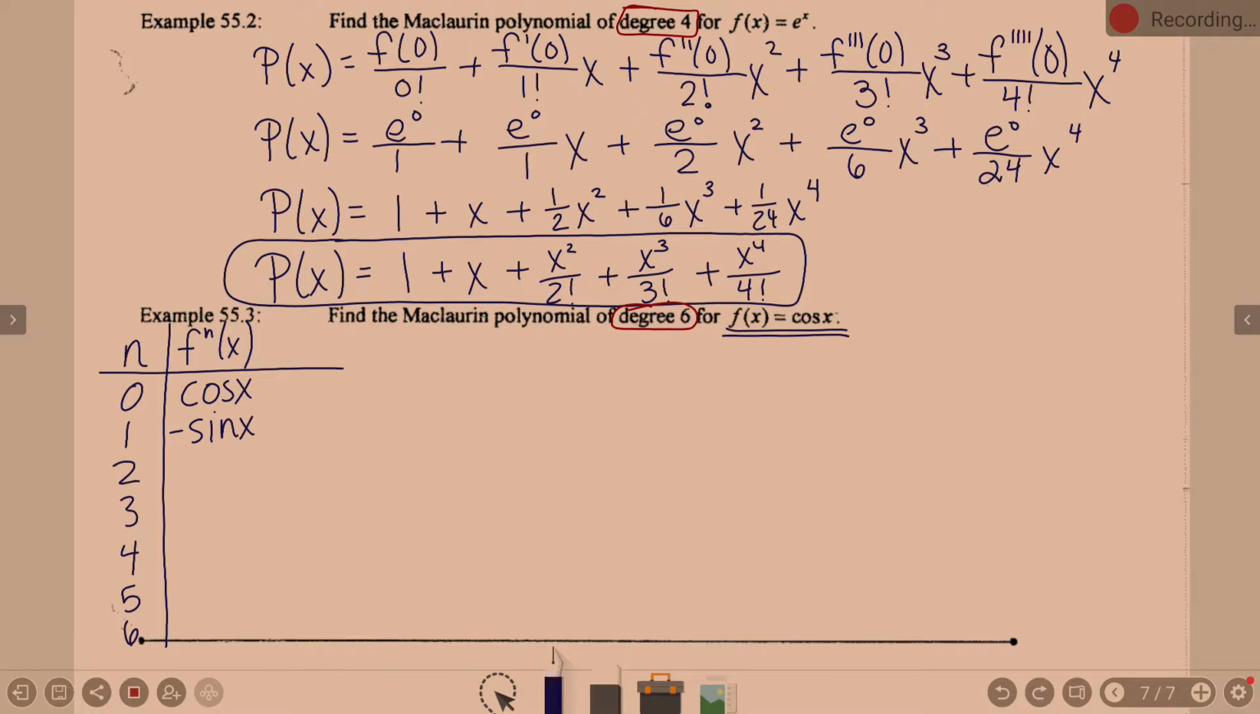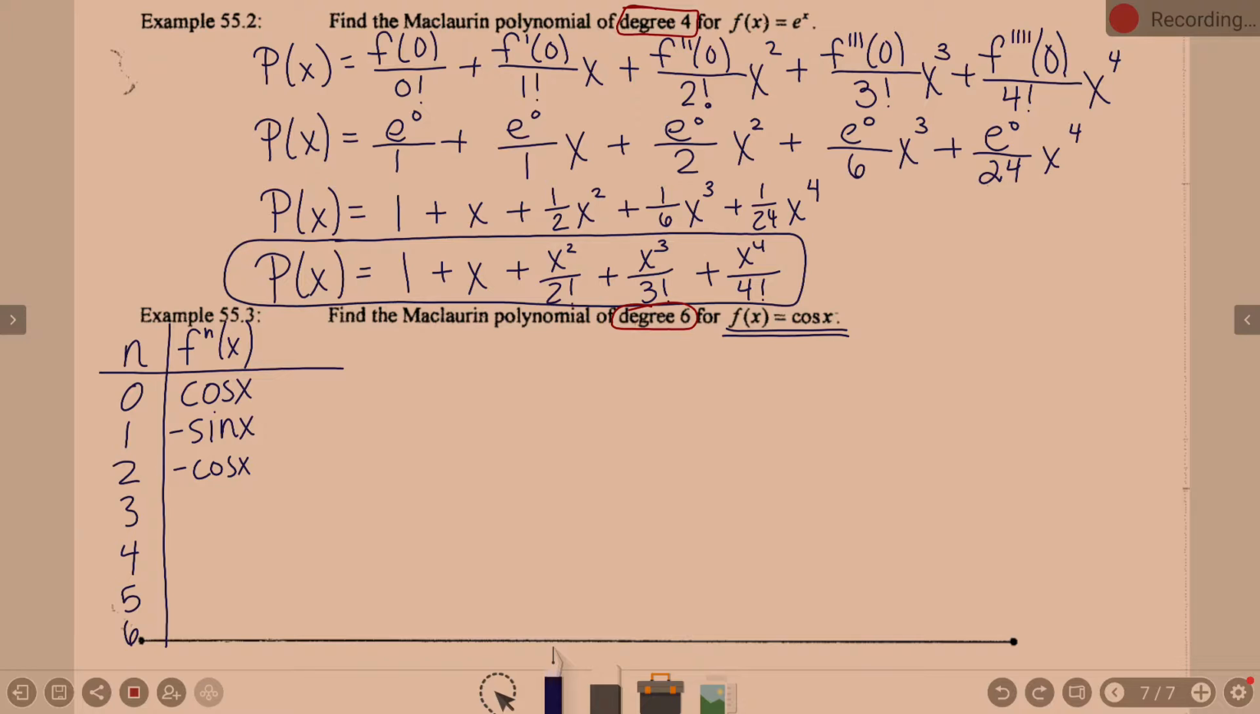When n is 2, I'm going to be finding the second derivative of cosine x, which is also just finding the first derivative of negative sine. So what's the derivative of negative sine x? Negative cosine x, because the derivative of sine is cosine, so the derivative of negative sine is negative cosine. So basically you're realizing this middle column, I'm just going to be finding the derivative of each one, right?